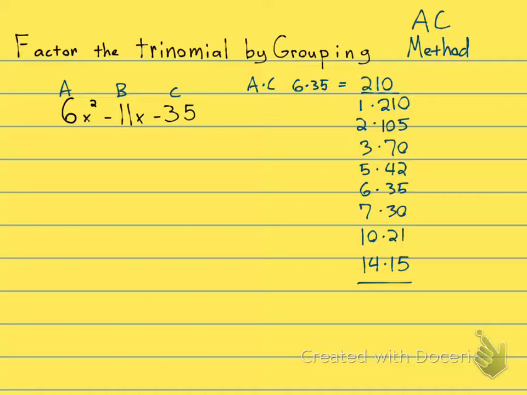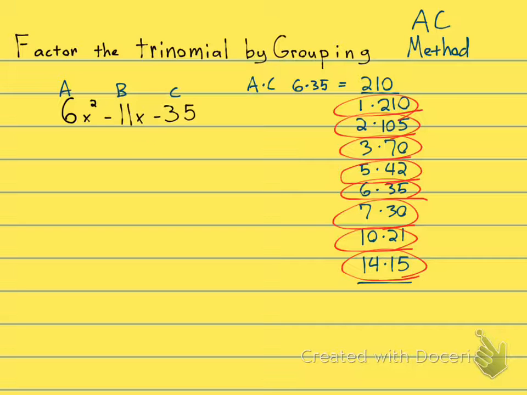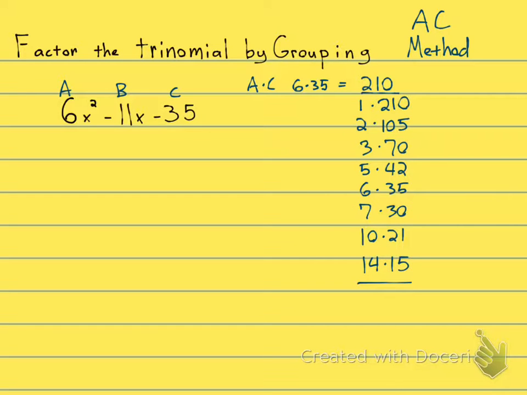Now, I'm looking at these pairs, and I want to find out what is the right pair. They're going to have to go together to give me 11. Do you know if you're going to add or subtract these pairs? How do you tell? You look at this sign right here. If this is a minus, that means you're going to subtract. So I'm looking at which of these pairs is going to subtract to give me 11. Do you see it? There it is, 10 and 21.